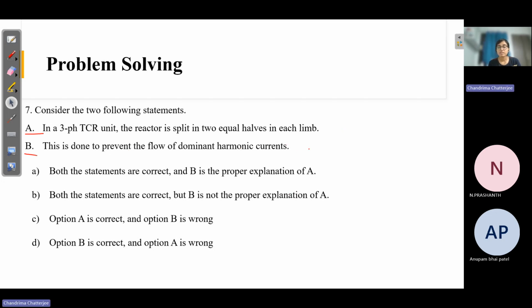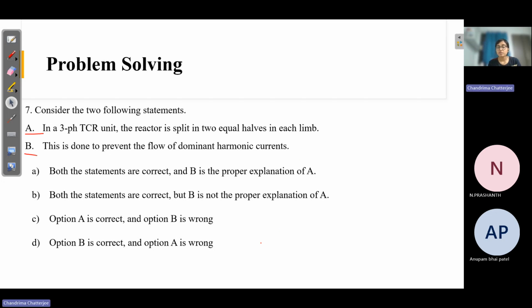So for a three-phase system, we saw that it is delta connected. We also saw what is the reason to connect the TCR units in delta, right? To prevent the third harmonic current flow into the line.